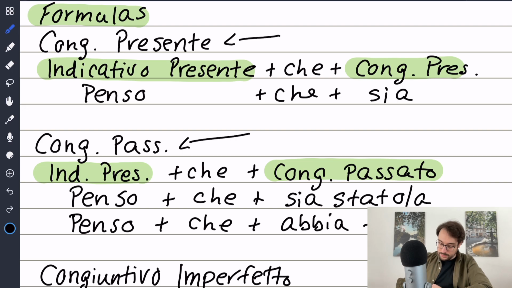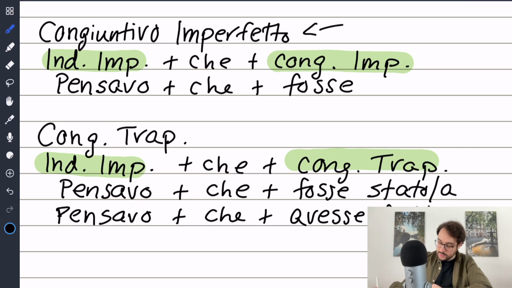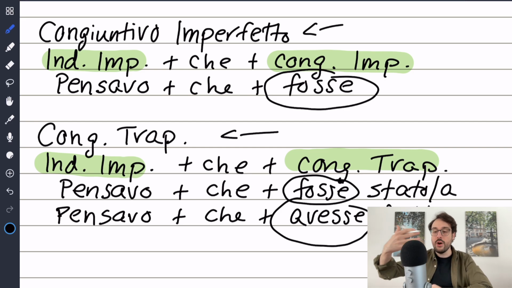Now, similarly, when we look to the congiuntivo imperfetto and trapassato, you need to know the congiuntivo imperfetto in order to successfully do the conjugation of the auxiliary verbs in this now compound version. Once again, rinse and repeat passato prossimo, what you learned in that lesson, the participio passato, past participle form of the verb.